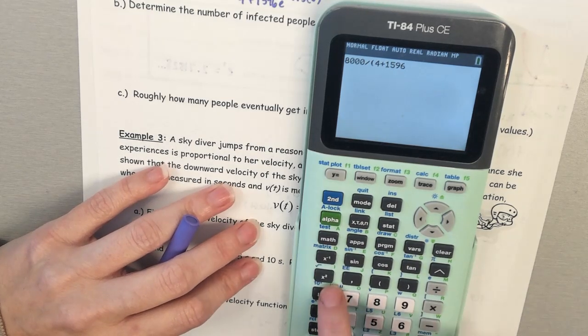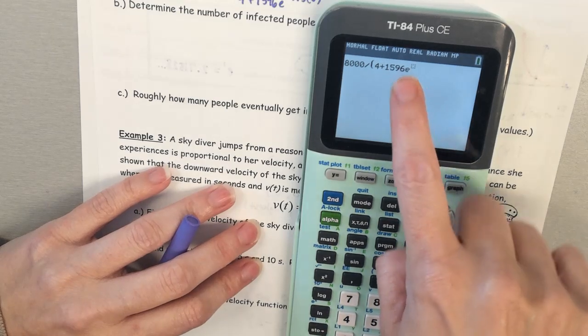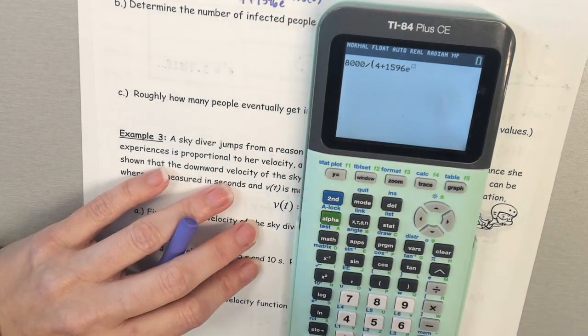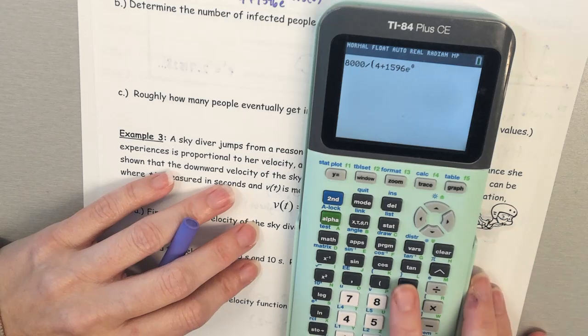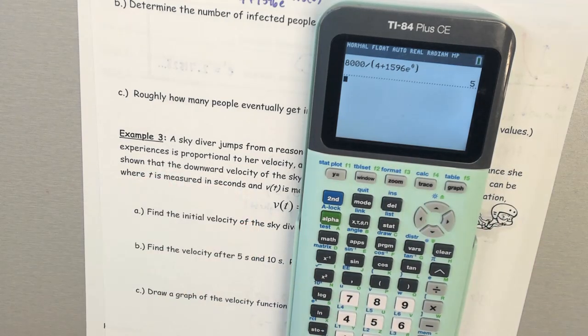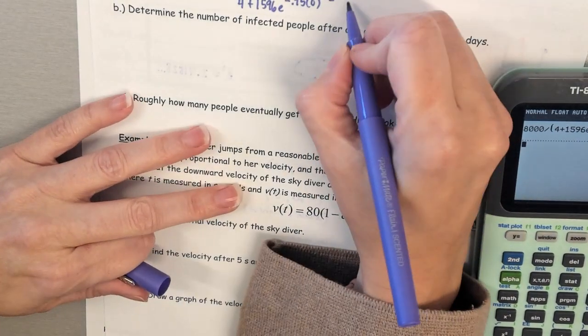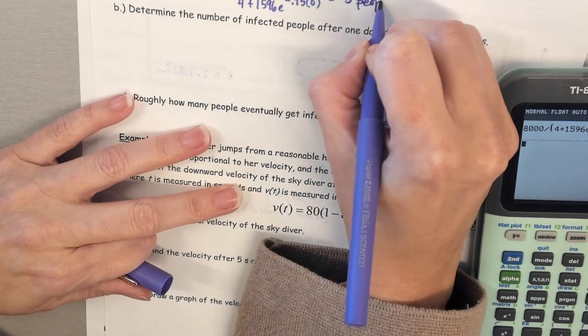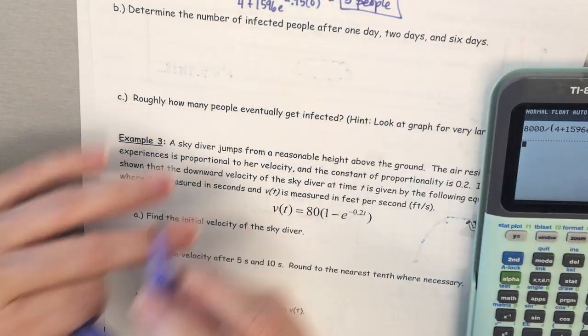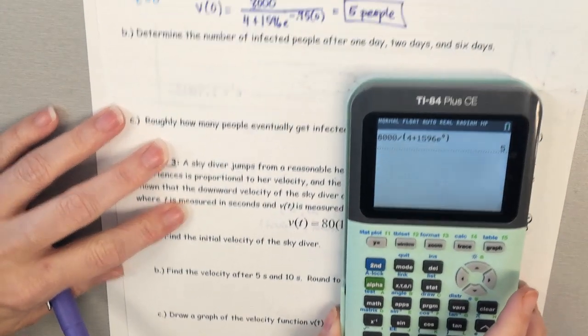So if you have e to the power of, well, anything times 0 is just 0, right? You have to put this in parentheses. That's going to give you your initial value. So initially, there were just 5 people that were infected. Okay, so you can calculate it like this.